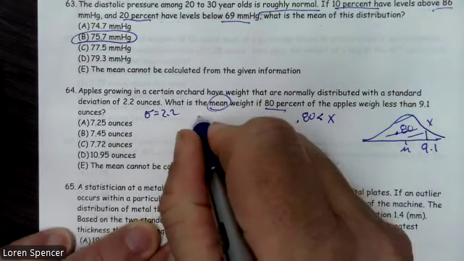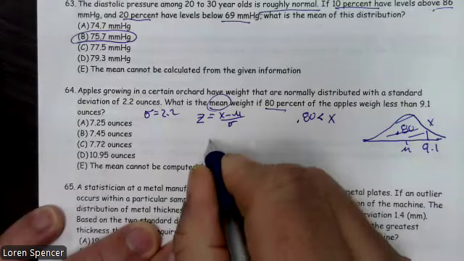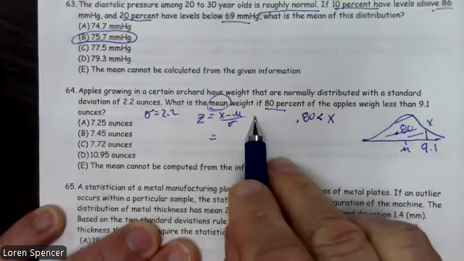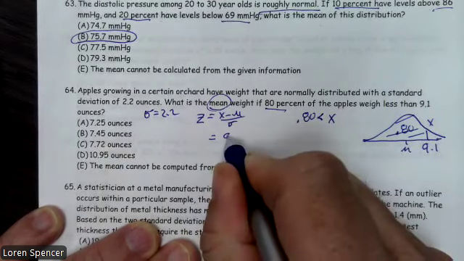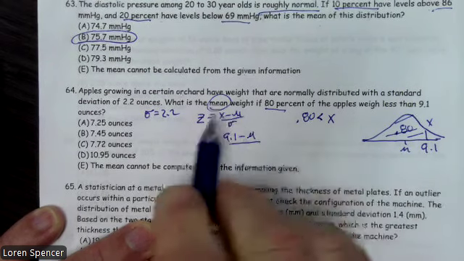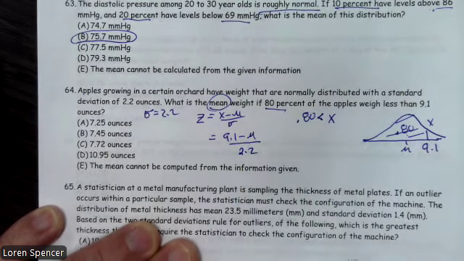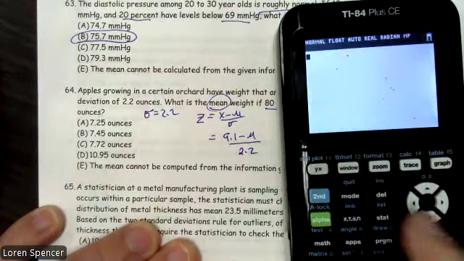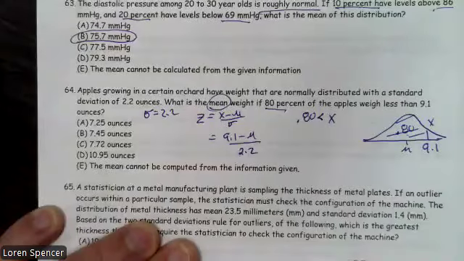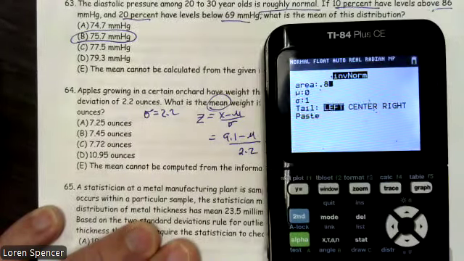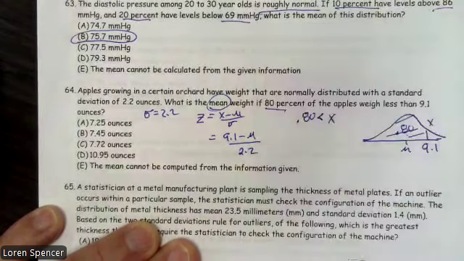So let's go back to our organizer, Z equals (X minus mu) over sigma, and start plugging in what we know. Well, we don't know the mean, all right? So we don't know the mean, but we do know the 9.1. So we have 9.1 minus the mean over, they gave us a standard deviation of 2.2. Well, I don't have a z-score, but I can get it by doing the inverse norm. So 2nd Vars, inverse norm, and we have 0.8. And notice we shaded from the left, so I need to have left highlighted on the calculator. And I get a positive 0.8416.